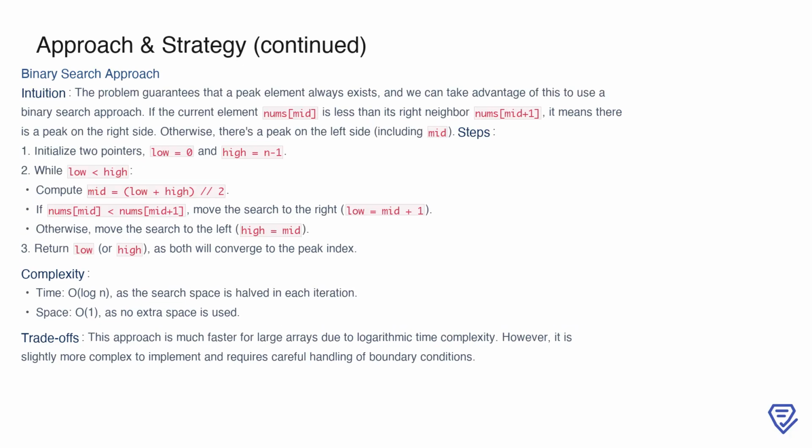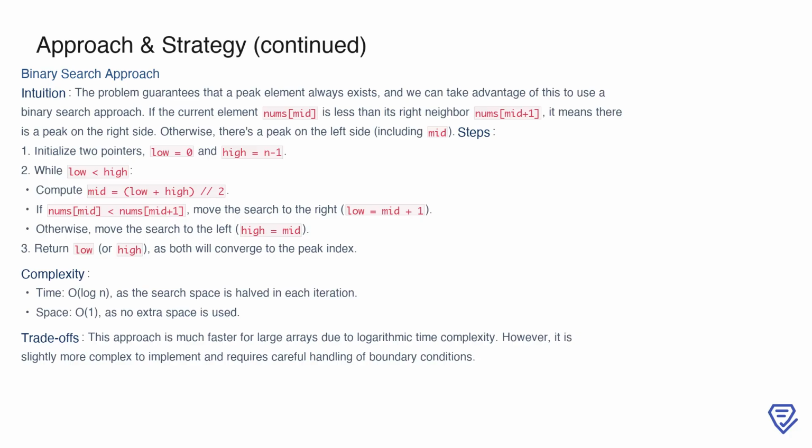A more efficient approach utilizes binary search, leveraging the problem's guarantee of a peak element and the ordered nature of the comparisons. Here's how it works: if the middle element of the array is less than its right neighbor, it means there must be a peak on the right side, as the slope is increasing.